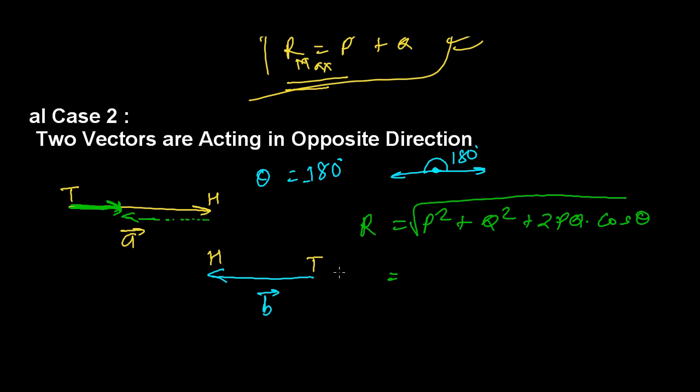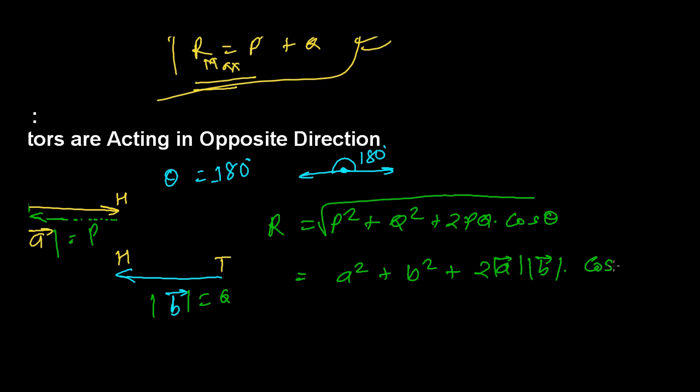So p is here A, so it's A square. Q is here B square, plus 2 here. P and q are the magnitudes of vector P and vector Q. It means the magnitude of vector A will be working as P and this will be working as Q. So this is simply A, and this is B. And what is the angle between them? The angle is 180 degrees, and cosine of 180 degrees, everybody knows, is -1. So A square plus B square minus 2AB.